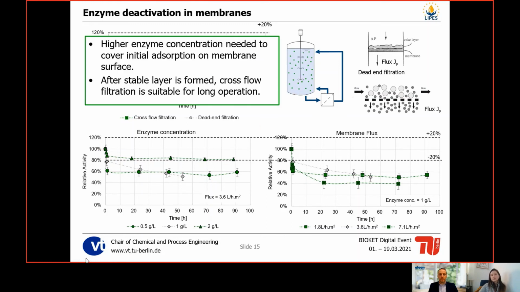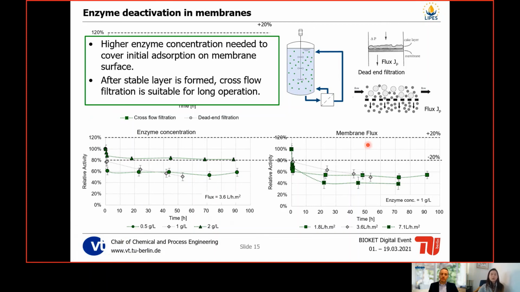So if a membrane should be used to retain enzymes inside the reactor, it is possible. However, initially we have to cover the solid surface of the membrane first with some enzyme concentration, and afterwards we can reach a steady state where we have a certain activity inside the reactor.